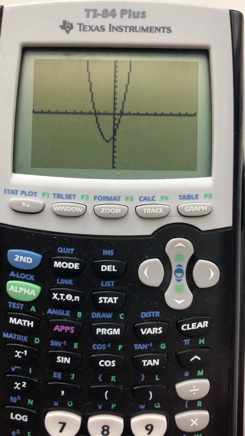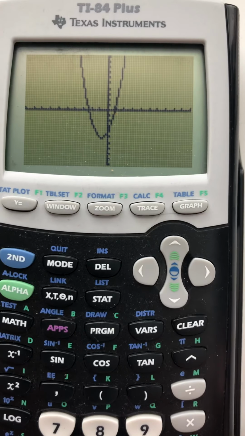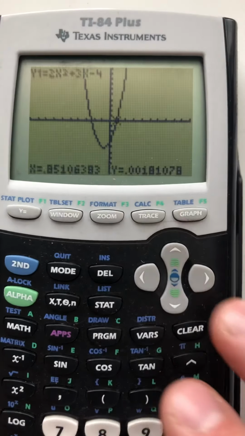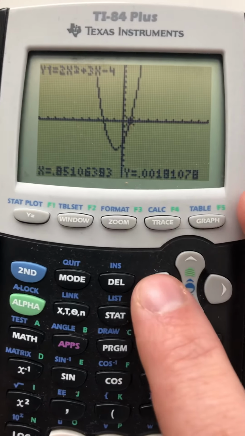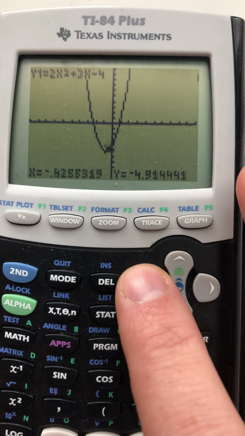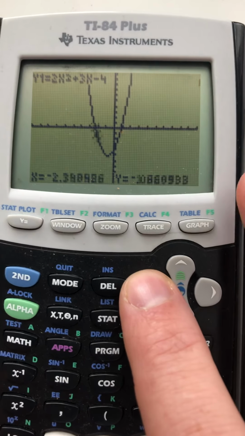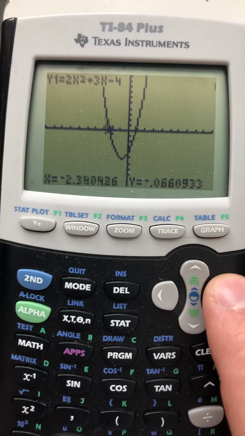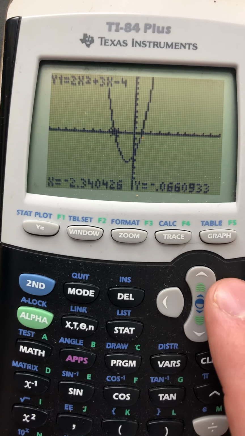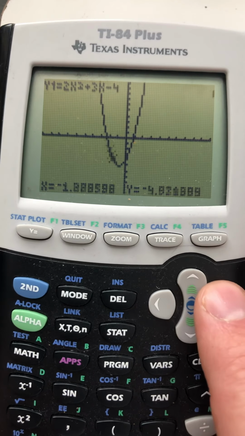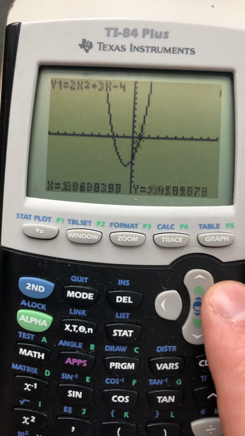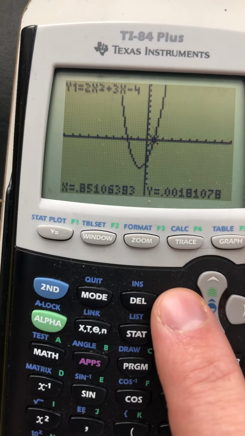In our graph, remember the zeros, this is where the curve crosses the x-axis. So as I'm looking at this, I'm looking at an area right about there, and I'm also looking at, if I'm tracing here, a point right about there.